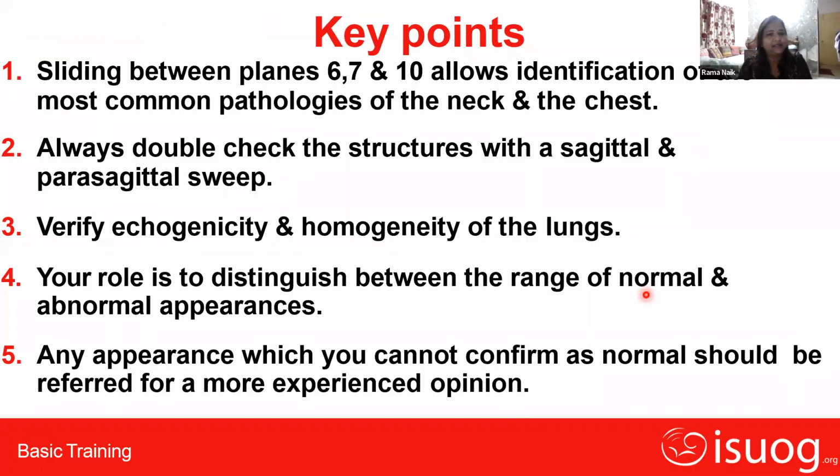So at the end, sliding between planes 6, 7, 10 allows identification of the most common pathology of the neck and chest. Always double check the structure with a sagittal and parasagittal sweep. Verify echogenicity and homogeneity of the lungs. Your role is to distinguish between the range of normal and abnormal appearance, and any appearance you cannot confirm as normal should be referred for a more experienced opinion.